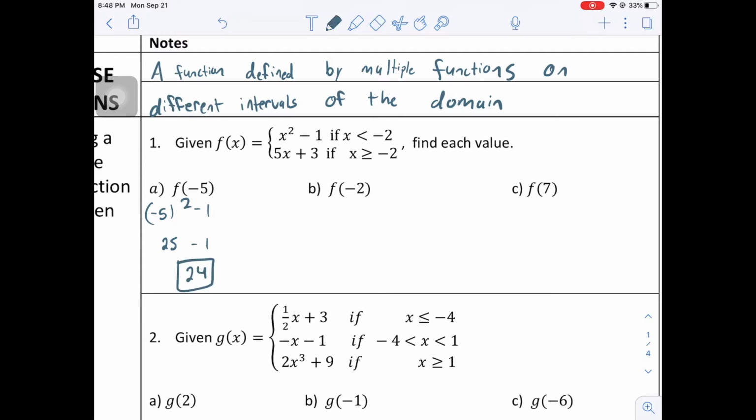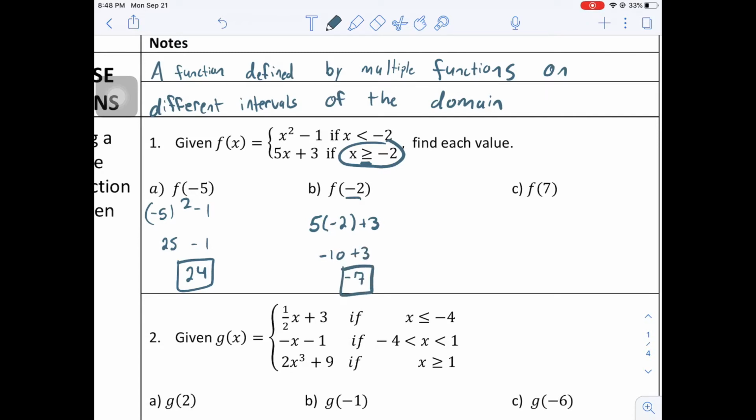The next one says f of -2. So then we're going to use this bottom equation because the bottom equation is for when x is greater than or equal to. So because we're talking about the number -2, it's equal to -2. So 5 times -2 plus 3, it's going to give us -10 plus 3, and we get -7.